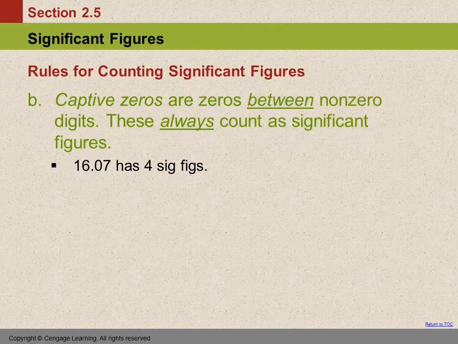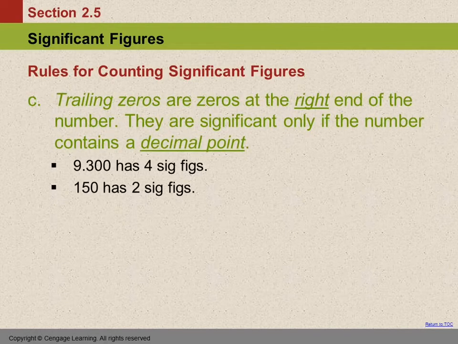Then we have captive zeros. Some books call these trapped zeros or interior zeros. These are between non-zero digits. They're sandwiched in. So in this number, 16.07, the 0 is stuck between the 6 and the 7. Captive zeros always count. So leading zeros never, captive zeros always. We would say that this number, 16.07, has 4 sig figs. All of the digits are significant.